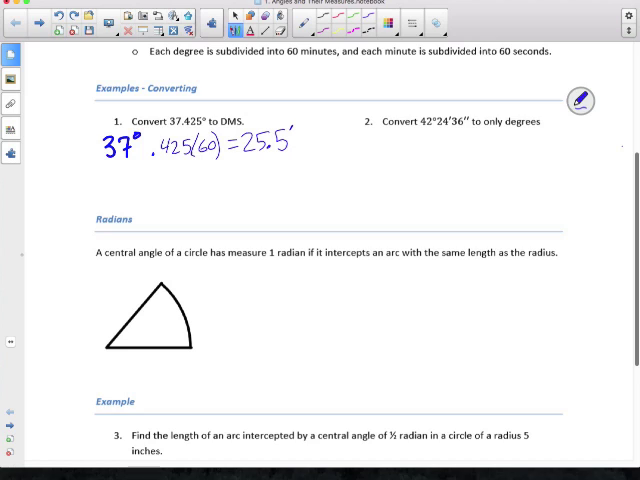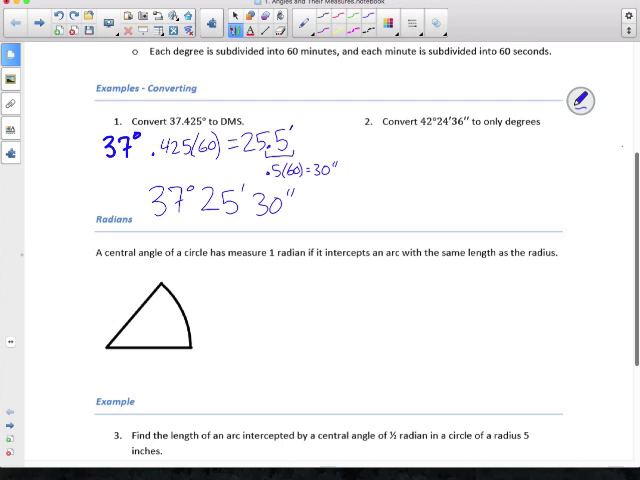Now what I'm going to do is take the decimal here, 0.5, and I'm going to multiply it by 60 again to turn this into seconds, which uses two little tick marks. So to write 37.425 degrees in DMS, we write 37 degrees, 25 minutes, and 30 seconds. This is really useful in navigation because we can be very, very specific with where we want to locate something.